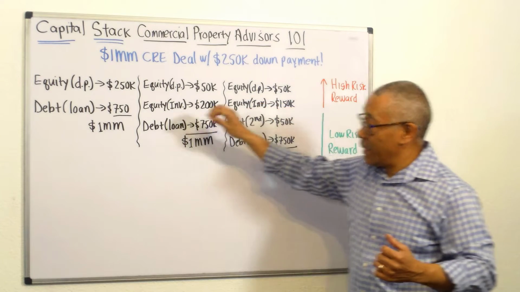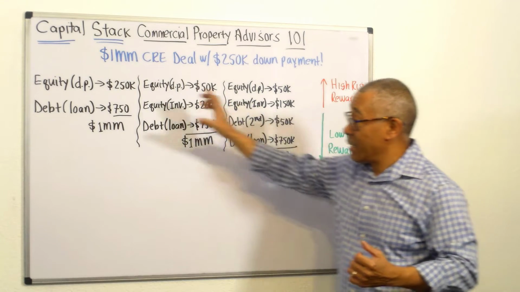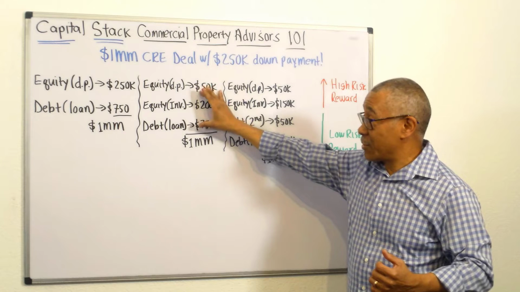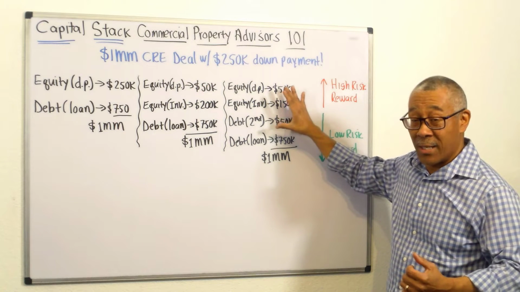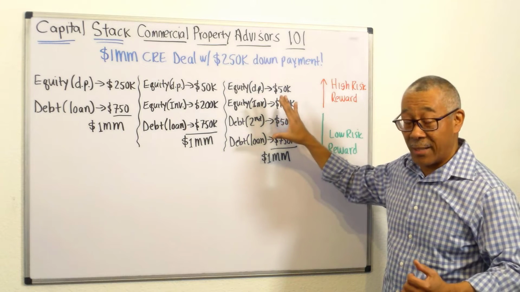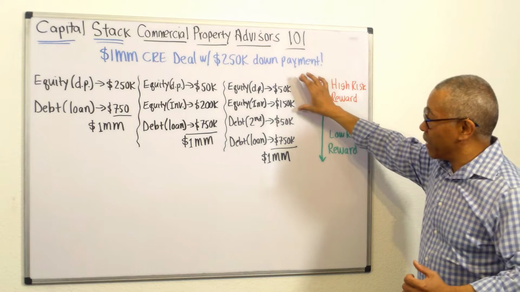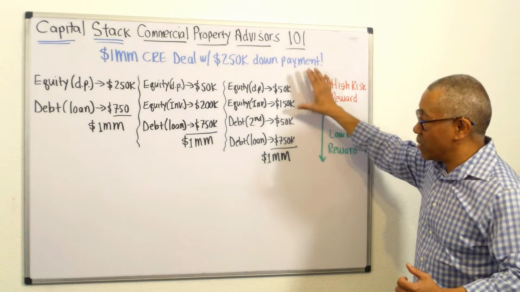So this capital stack has 4 pieces. This has 2, this has 3, this has 4 parts to the debt and equity portion of the capital stack. Now, as I mentioned before, there is a risk and reward to doing all this.